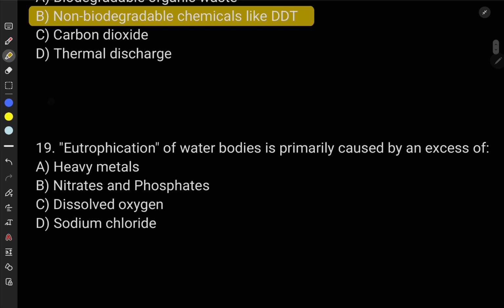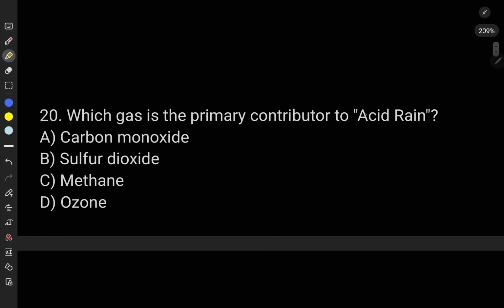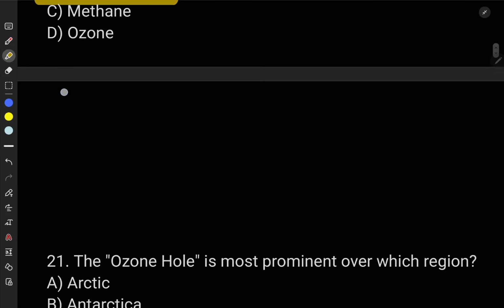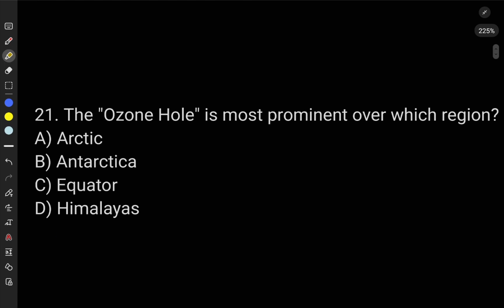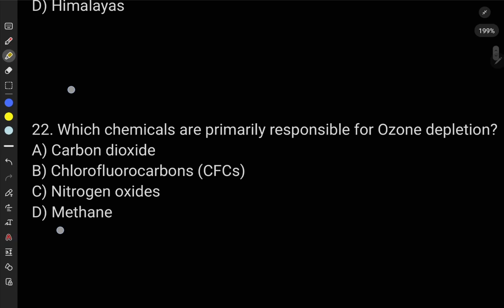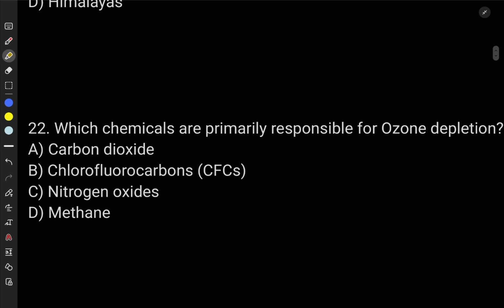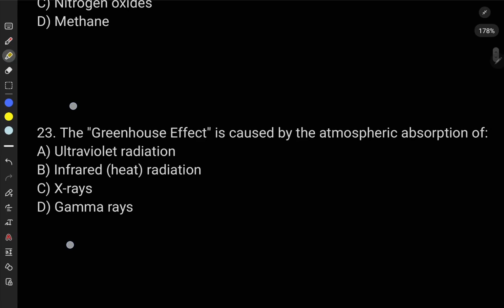Eutrophication of water bodies is primarily caused by an excess of option B, nitrates and phosphates. Which gas is primary contributor to acid rain? Option B, sulfur dioxide. The ozone hole is most prominent over which region? Option B, Antarctica. Which chemicals are primarily responsible for ozone depletion? Option B, chlorofluorocarbons. The greenhouse effect is caused by the atmospheric absorption of option B, infrared radiation.